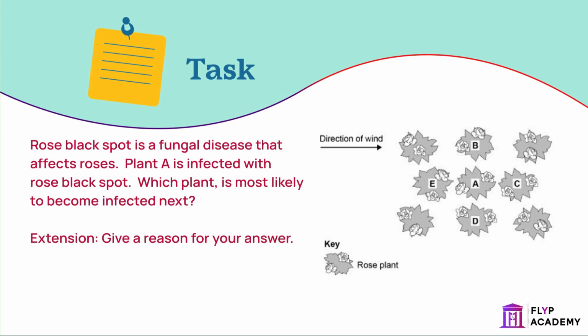Plant C is most likely to become infected next with rose black spot as the fungus is spread by the wind and the wind is blowing towards plant C, so the fungal spores will be carried from plant A to plant C.